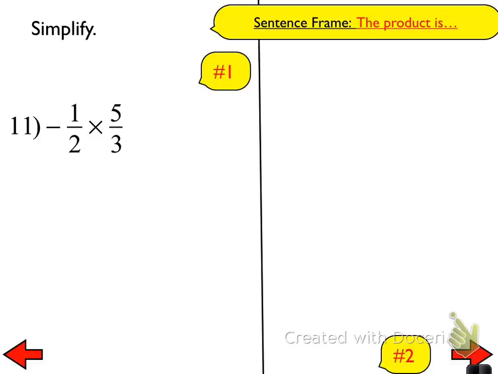Number 11. Here, I would decide right now, if I have a negative times a positive, my answer is going to be negative. I would take care of that right away. Okay? But anyways, here I'm going to check if I can cross cancel. Notice I can't at all. That happens. So I'm going to multiply straight across. It's going to leave me with -5/6, and I'm done.